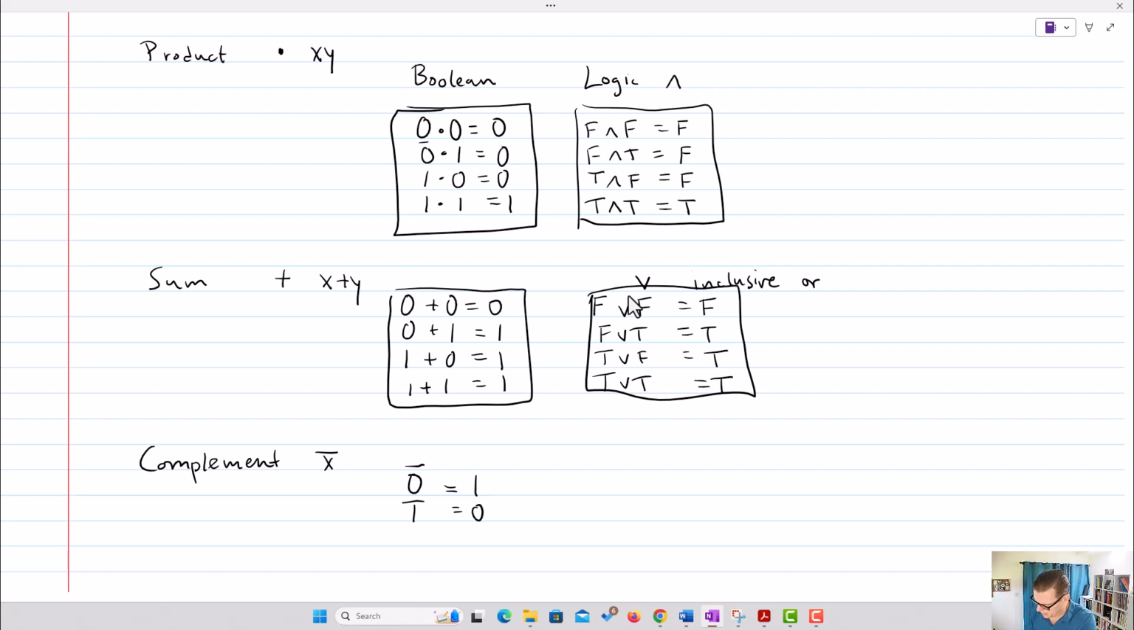The complement will be the opposite. And in logic, that's going to be our negation. So what we see is that if I have false complement, that equals true. And true complement, that equals false. And so that's our equivalence in terms of logic.